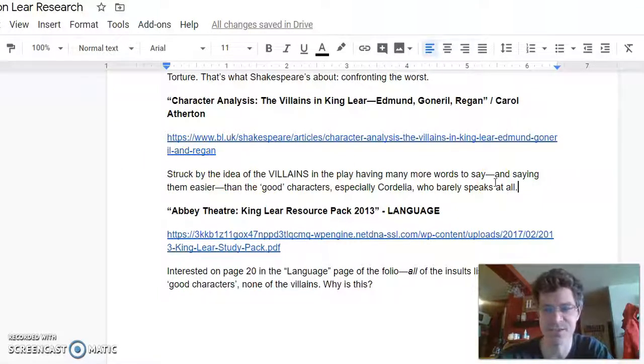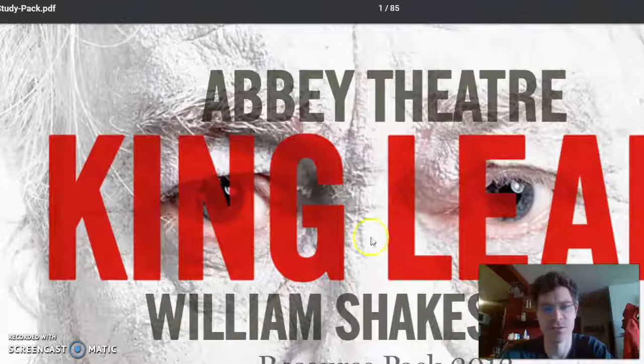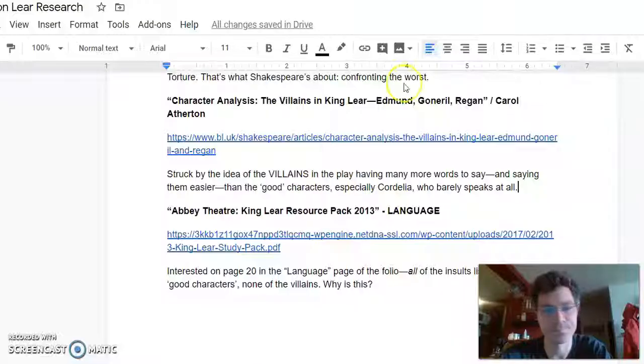Again, you're just going to write a sentence or 2 that struck you, where you think, I want to explore this a little further. And then finally, you'll see I'm starting to home in on something I'm interested in for a research question. When I looked at the folio, there's a page of the folio. Again, you don't have to read the whole thing. You're skimming, looking for something you're interested in. There was a page that had all these creative Shakespearean insults in the play. And I noticed that all the insults were by the good characters. None of the villains had insults. And I wondered, why is this?